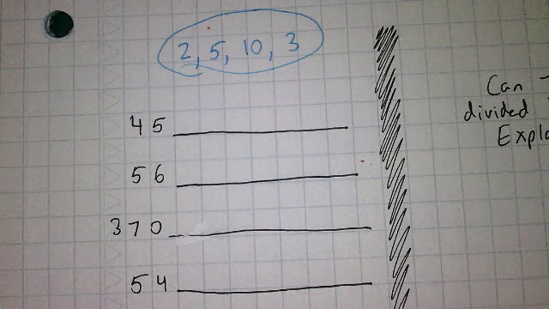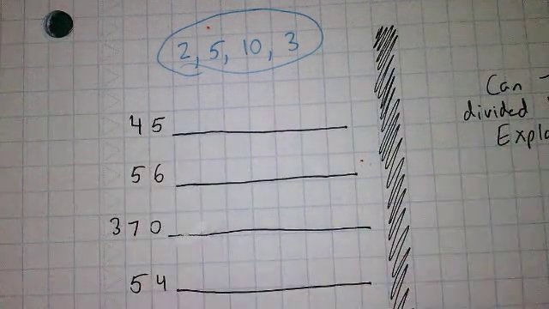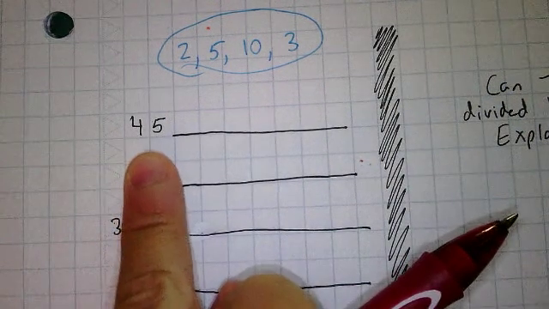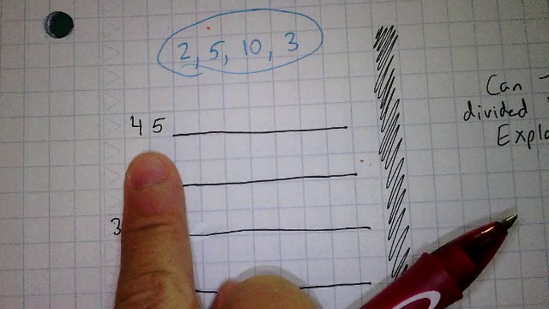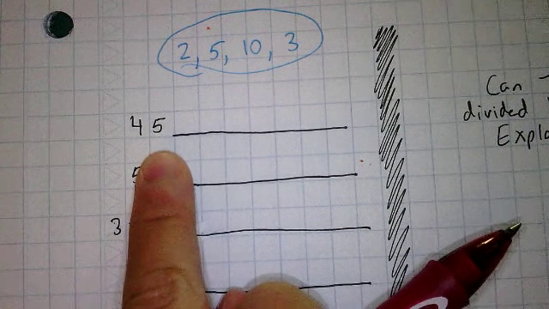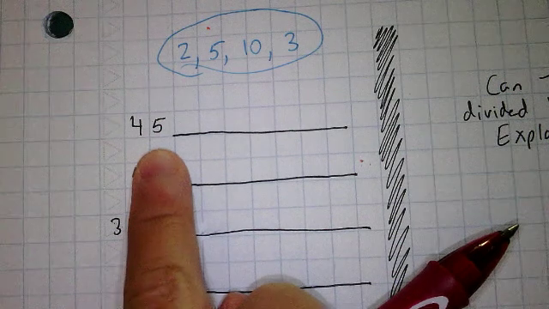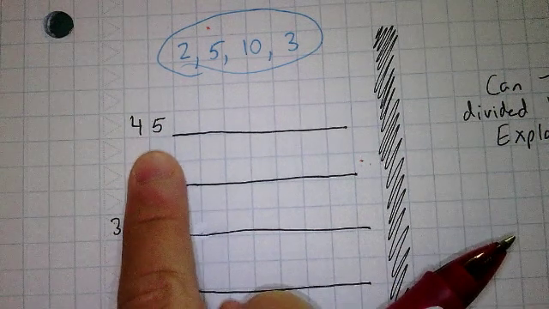So let's start with 45. Okay? Let's go in order by rules. So 45. Can 45 be divisible by 2? Well, hang on. A number is divisible by 2 if the ones digit is divisible by 2, meaning if it's an even number. Is 45 an even number? No, it's odd. So can 45 be divisible by 2? No, so I'm not going to write 2 in.